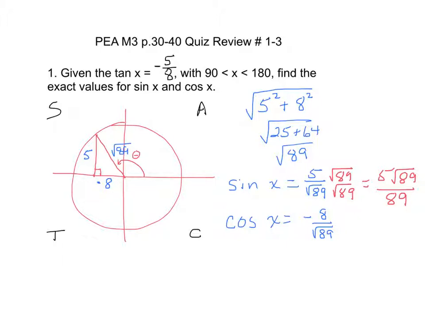And then same thing for cosine. It ends up being 8 root 89 over 89. That doesn't look simpler to me, so that's why I'm okay with these 2 answers. Questions on that one?